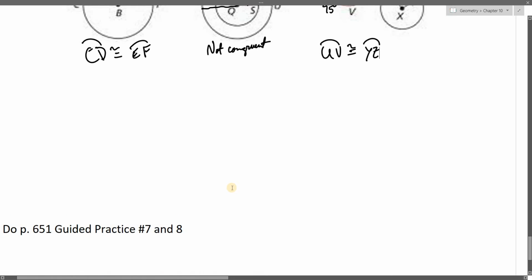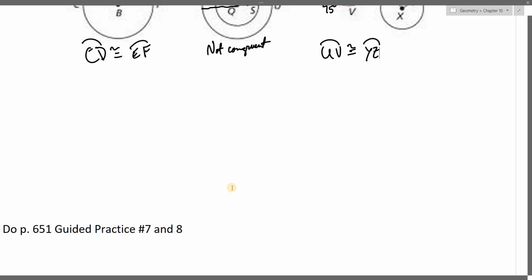Let's do, just for a moment, page 651, practice 7 and 8. All right. So if you look at the two circles, you've got two, and I won't draw them. I don't want to scare you. So page 651, tell whether the red arcs are congruent, explain why or why not. So here's number 7. I'll give you a second to look at it. You can pause the video and you can ask somebody and they'll tell you in just a moment.